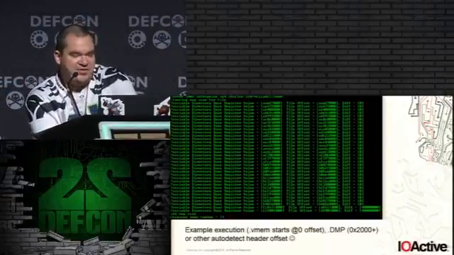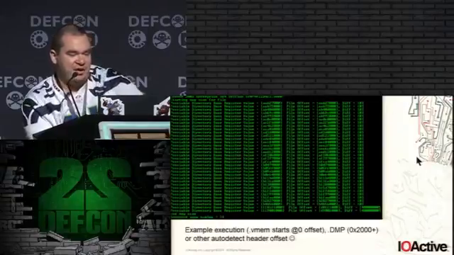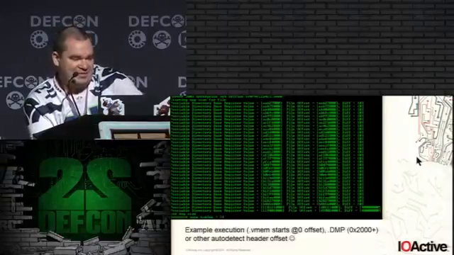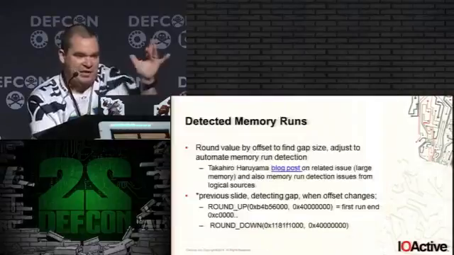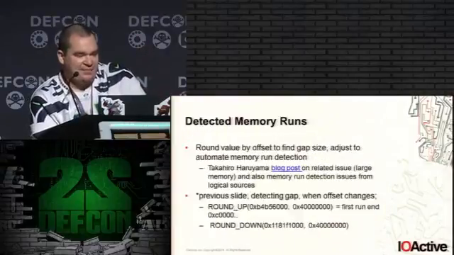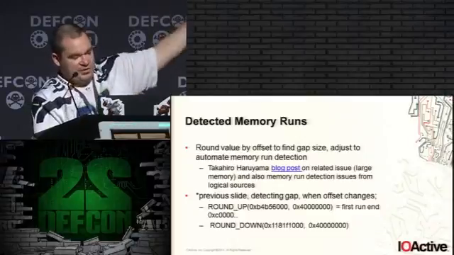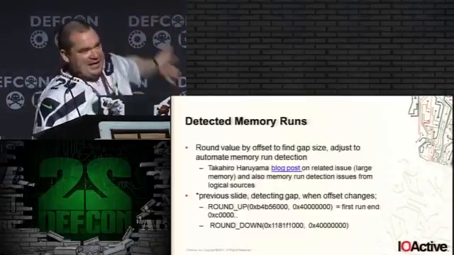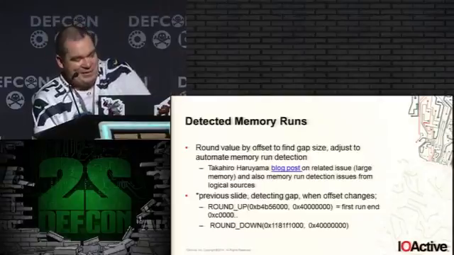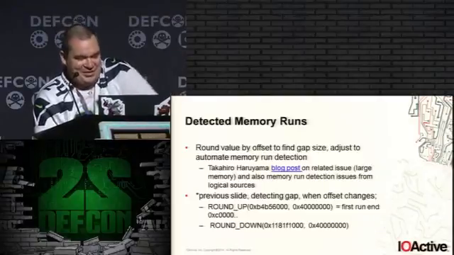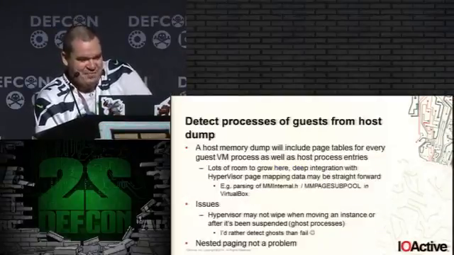So we can see here this jump, diff, jump, and then we can round up and round down these other values and we can automatically get the memory gaps. Again, Takahiro has a blog post on pains in the butt he had with finding memory runs, and I'm like, well, now you can use this, and we're all good.